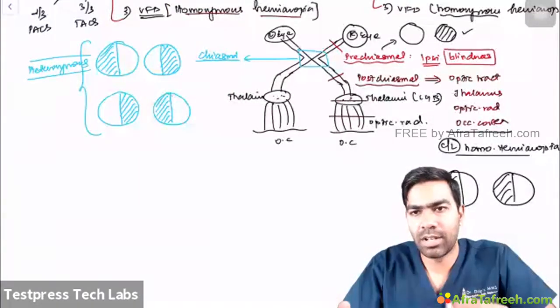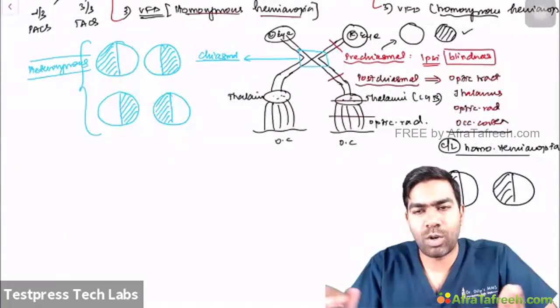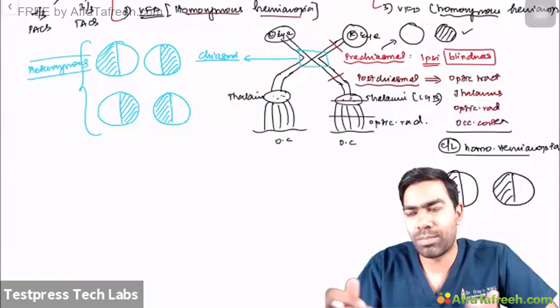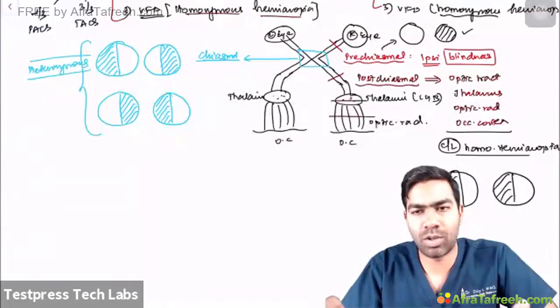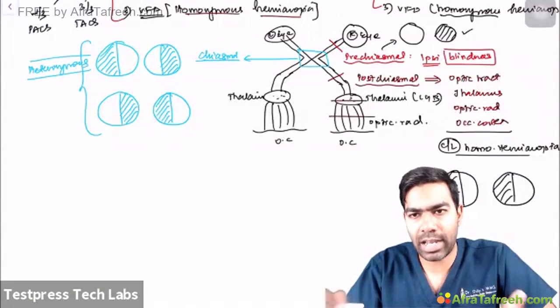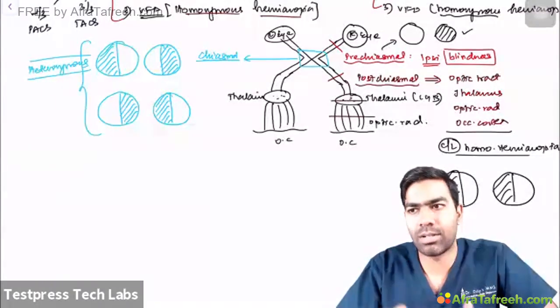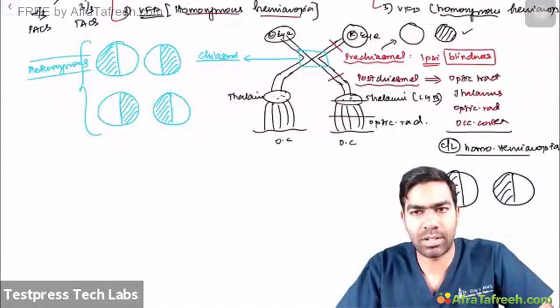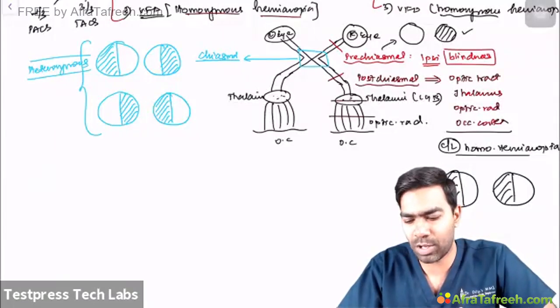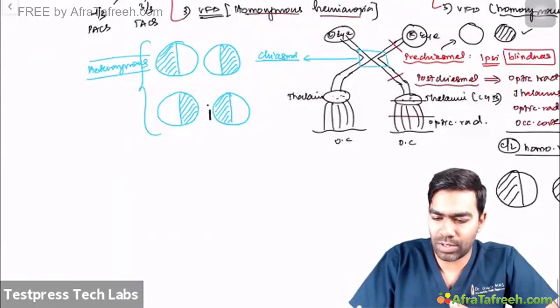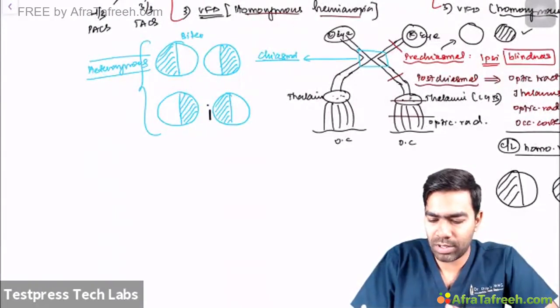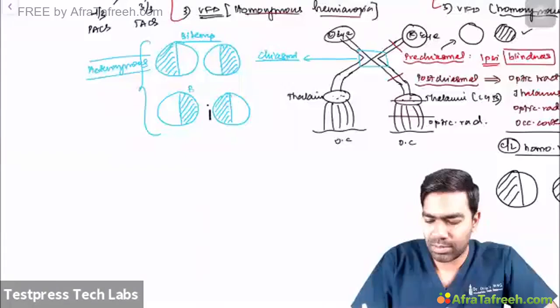Prechiasmal will have one side, only the ipsilateral eye will be gone. In postchiasmal lesions, only one side of the world will be completely gone. That is called homonymous hemianopia. And in chiasmal lesions, I'm going to get both sides of the world's vision lost. That is either a bitemporal hemianopia or a binasal hemianopia. So we know the first one is the bitemporal hemianopia, and the second one is a binasal hemianopia.